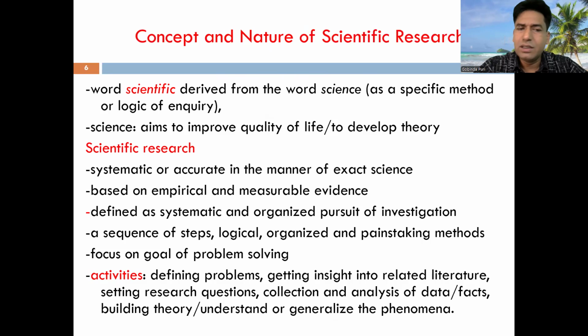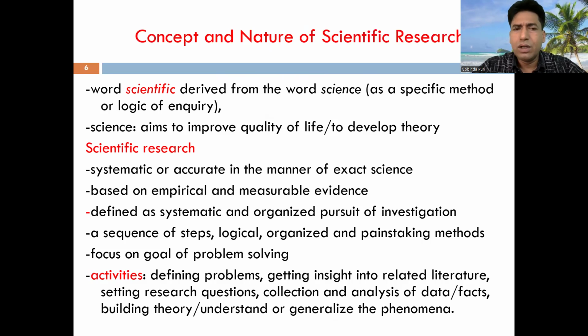And scientific research is systematic and accurate in the manner of exact science. It has to be reliable, valid, objective. When we say research, it is not based on any assumption only. It is based on observable fact, based on empirical and measurable evidence. So it is defined as a systematic and organized pursuit of investigation. That's why it is said that it always follows a sequence of steps, or logical, organized, and painstaking methods. Okay? The methods should be rigorous, systematic. So it becomes a trusted one. Everyone trusts and everyone follows it.